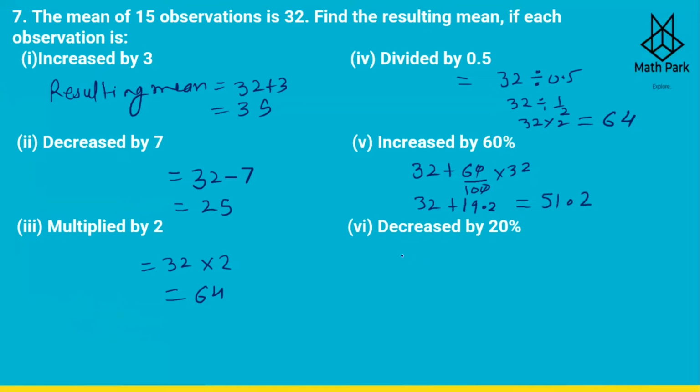When it is decreased by 20%, the original mean, which was 32, minus 20% of 32, so 20 by 100 into 32. Simplify this, you do 0.2 into 32. When you do it, you get 32 minus 6.4, which is 25.6. Got it? So this is all based on properties of mean. Okay, please go through them once.